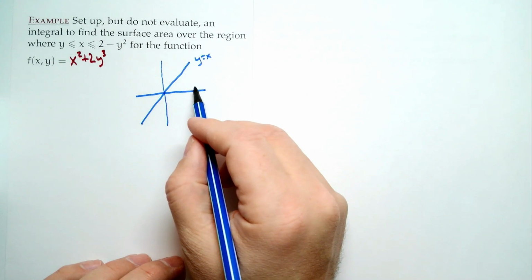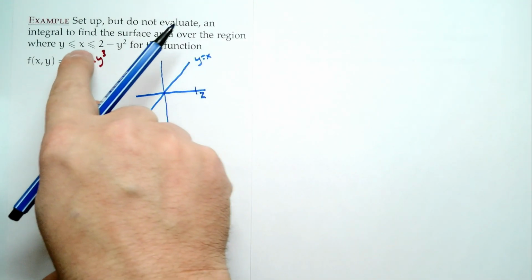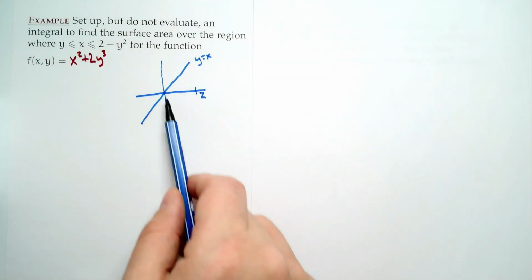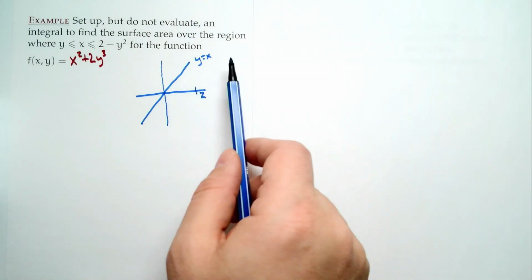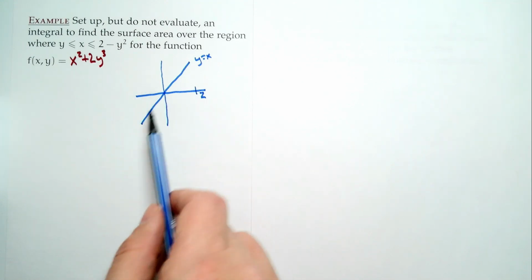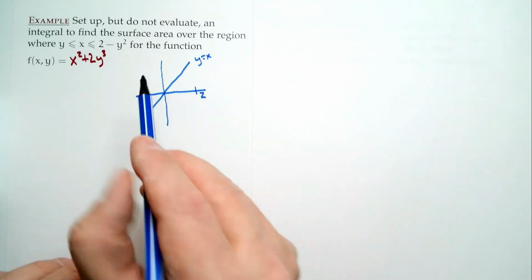It's left. So there's 2. When you have x as y squared, that's a parabola that's opening either left or right. So x equals y squared would be the parabola that opens in this way. The minus y squared flips it, so it opens to the left. Then the 2 shifts it over. So it's doing this.